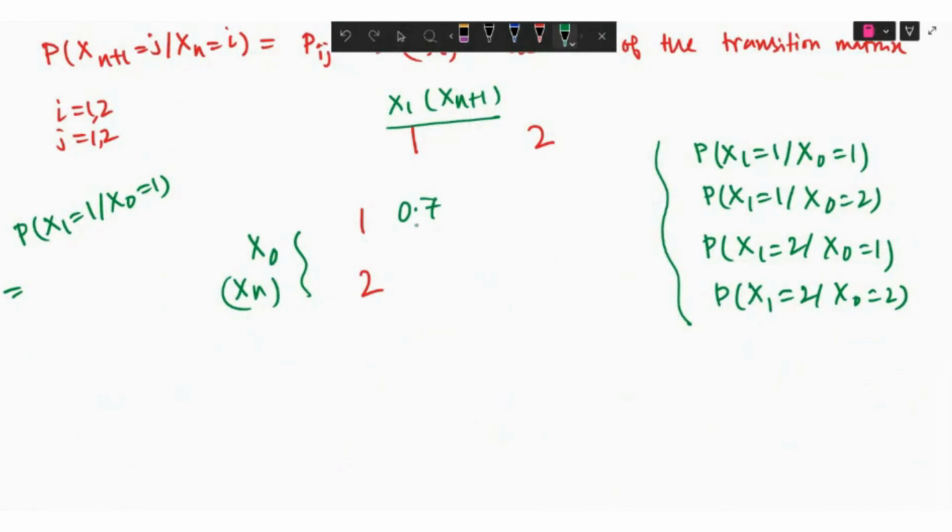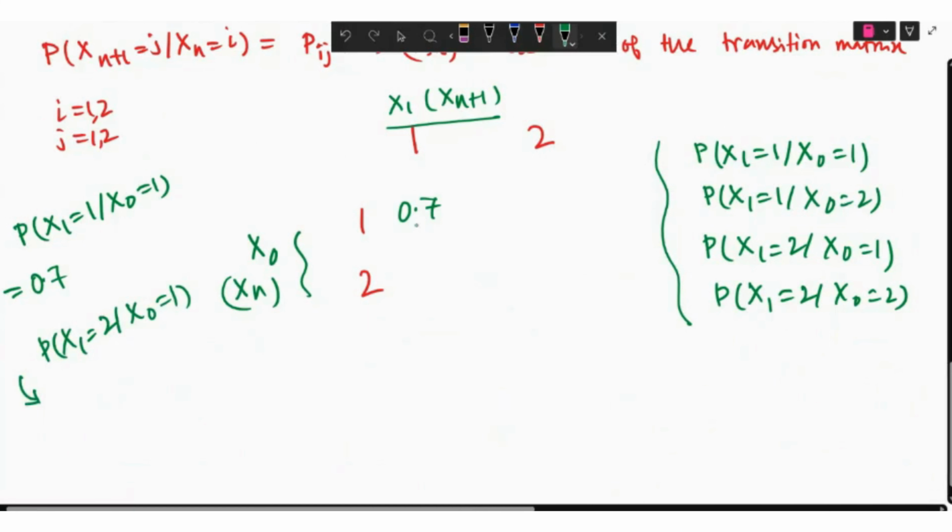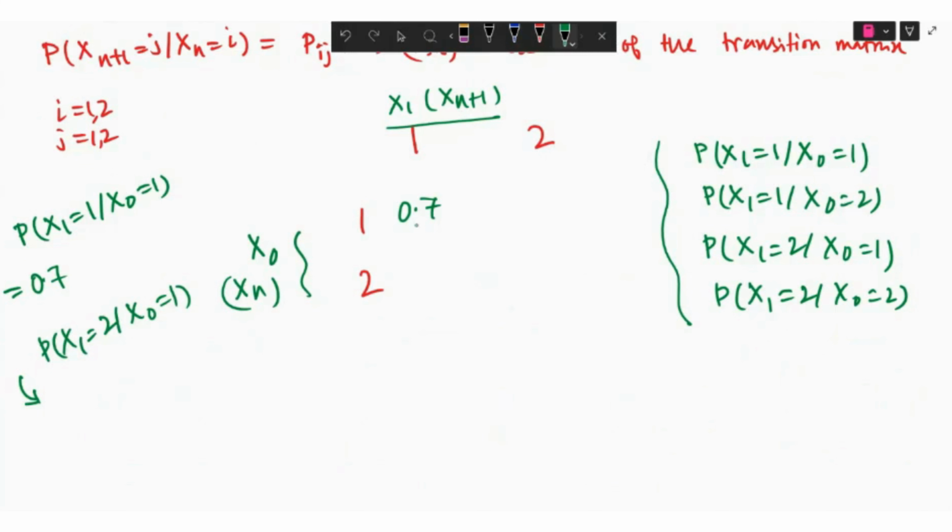Now we have to find the probability of X1 equal to 2 given X0 equal to 1. So what does that mean? The cats will prefer food B given they had food A initially. So what is the probability?